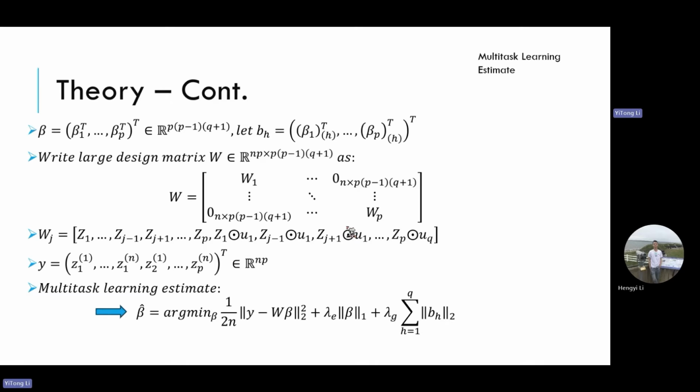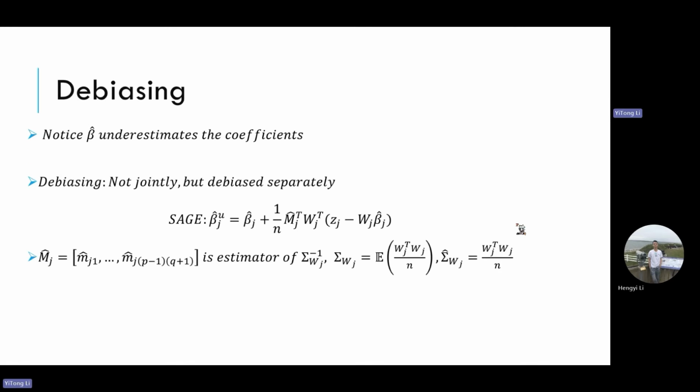The regularization in this equation is known as the sparse group lasso because it combines both element and group level sparsity constraints. The beta 1 norm promotes element sparsity because the covariate effect may affect only a few edges, and the sum of BH 2 norms encourages group-wise sparsity. Notice that the regression we are familiar with tends to reduce the magnitude of the coefficients, yet the lasso regression tends to make some coefficients exactly zero. Therefore, debiasing is introduced to solve the underestimation caused by the lasso regression.